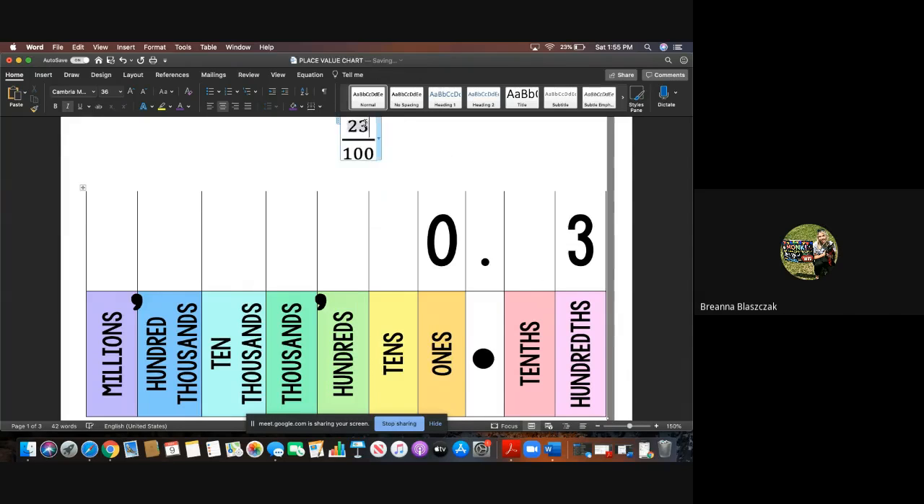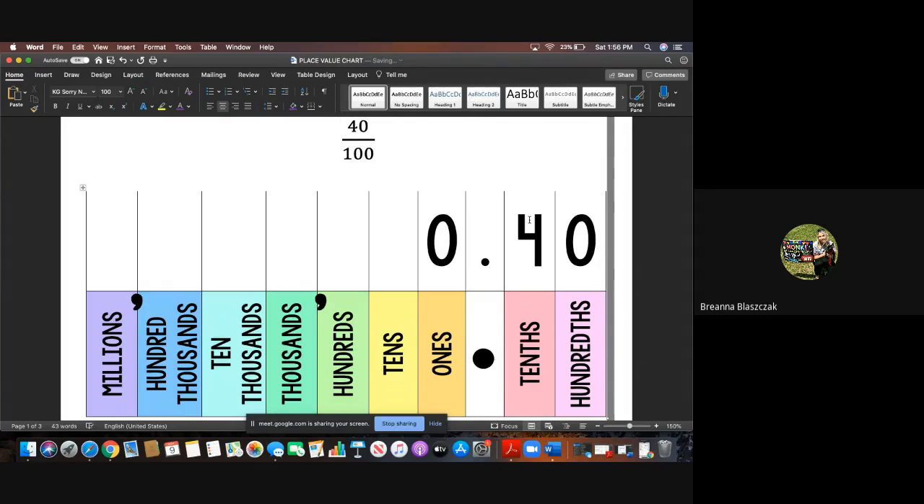Let's try one more. Let's say we have 40 100ths. If we put a 4 in the hundredths, this would be 4 hundredths. So that would be 4 out of 100. That's very different than 40 100ths, which is 40 out of 100. So we have to be careful with where we're putting our numbers because we're not saying 4 hundredths, we're saying 40 hundredths. So 0.40, which is 40 hundredths, is equivalent to 40 100ths as a fraction.